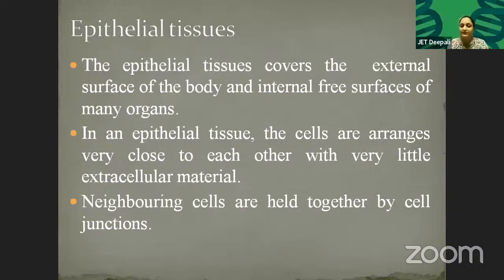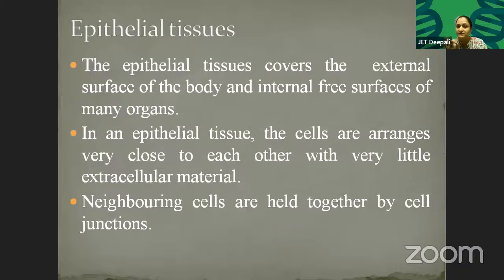Epithelial tissue covers the external surface of the body, meaning your skin. See, all are epithelial cells. It also covers the internal free surfaces of many organs like heart, kidney, ovary, testes and the intestinal tract. Everything is covered or lined by epithelial tissues.